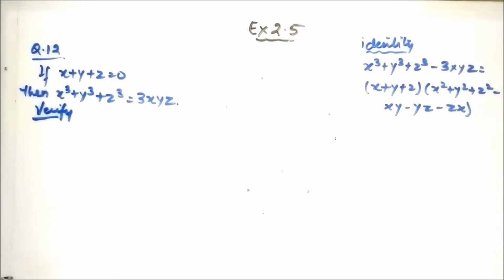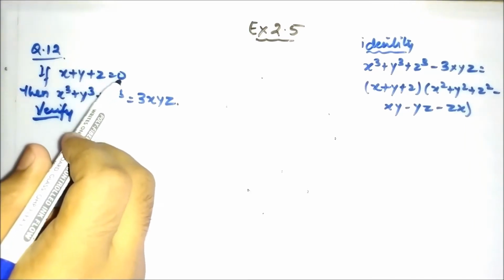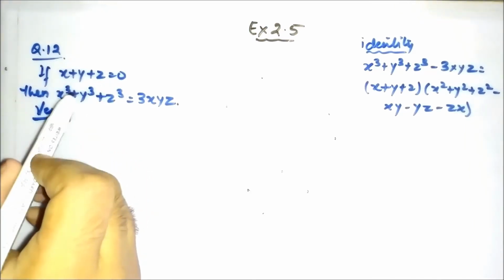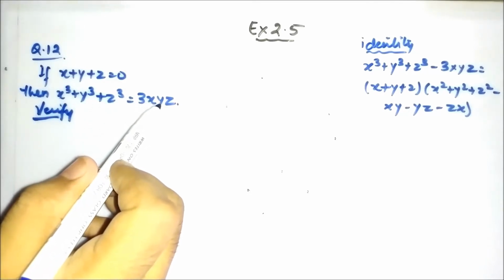Let us continue with exercise 2.5. We have done till question number 11 of this exercise. So we are starting with question number 12. Now the question says if x plus y plus z is equal to 0, then we need to show that x cube plus y cube plus z cube will be equal to 3xyz.